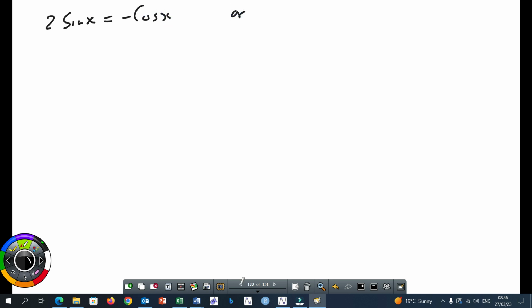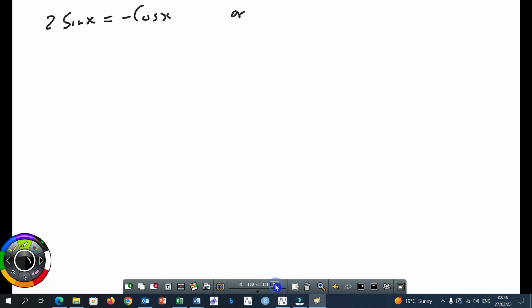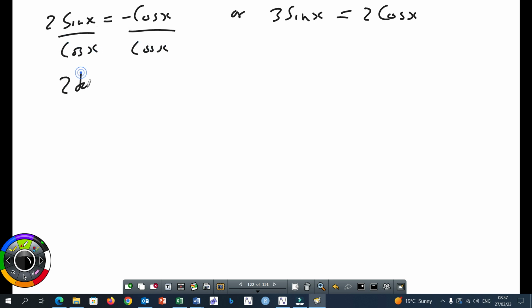The second one, are you following? Okay, I'm so sorry that at this stage I don't have time to go into the details of factorization. You need grade 10. You need to go back yourself and refresh. So that's 3 sine x equal to 2 cos x. Then you divide both sides by cos x. So you get 2 tan x is equal to minus 1, which is the same as tan x equal to minus a half. Already I'm smiling, my general solution is almost done.